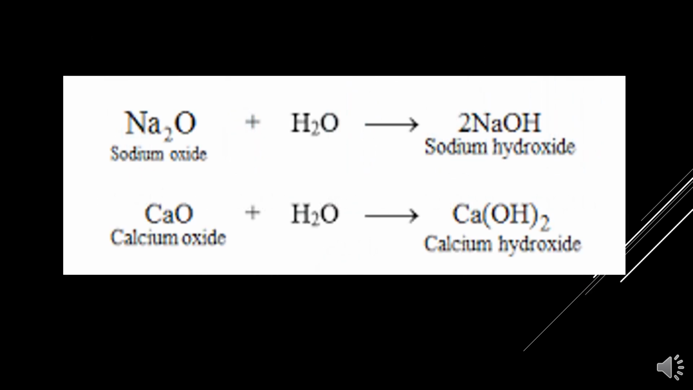Like alkali metal oxide, alkaline earth metal oxides also react with water to form water-soluble bases. For example, sodium oxide reacts with water to form sodium hydroxide, and similarly, calcium oxide, a member of group 2, reacts with water to form calcium hydroxide.